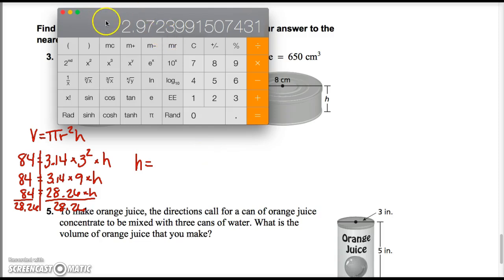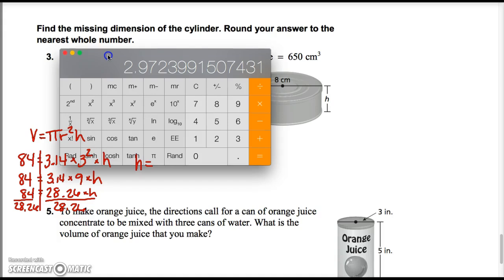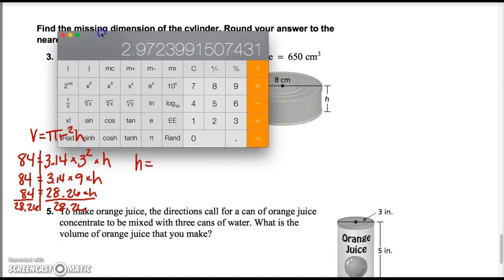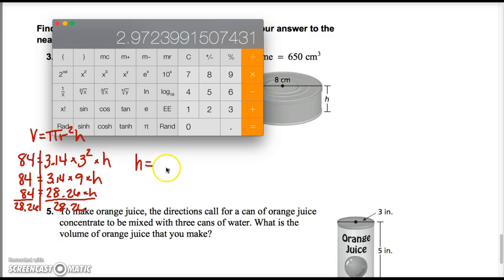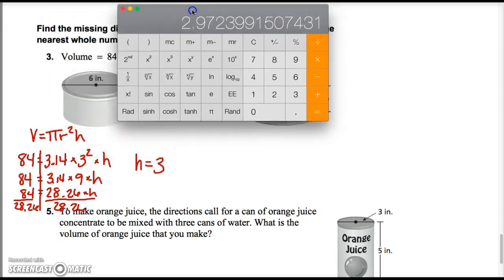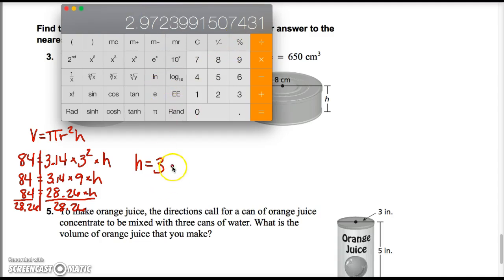And here's our answer. If I look back at the directions, it says round to the nearest whole number. So this would round to 3. And my labeling is all in inches, so your height would be 3 inches.